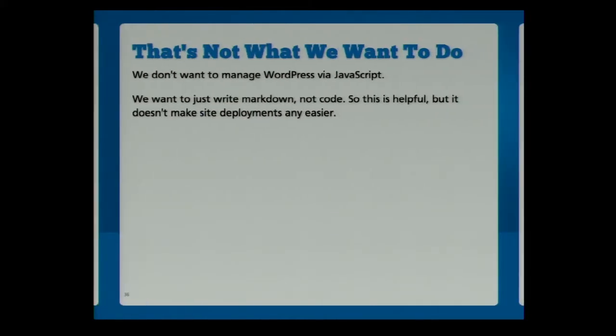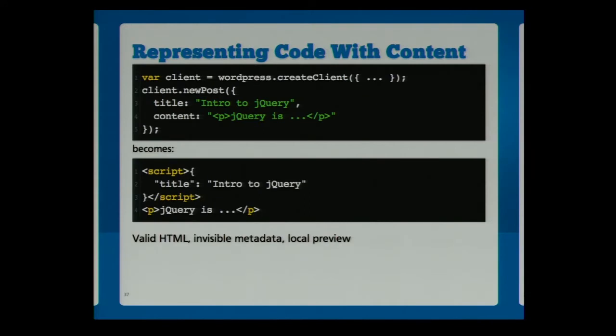But it turns out that's not what we want to do. We don't want to write code. We want to write markdown. So having something that will properly manage a WordPress site is useful, but it does nothing in terms of deploying a WordPress site from Git. So what we need is a way to represent all of this code in content.